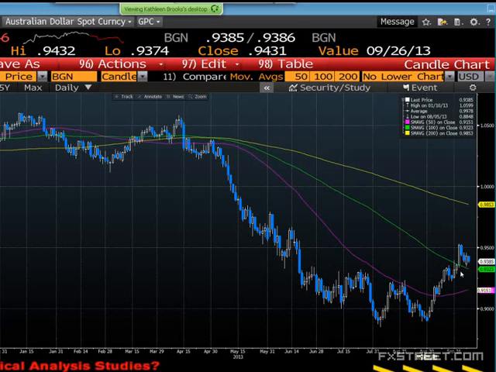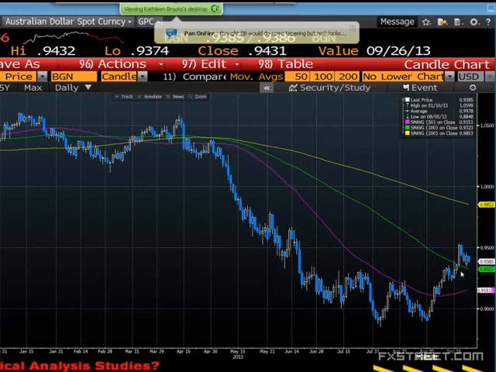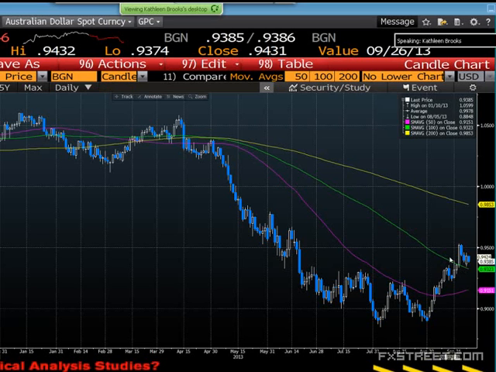So this here is the 93.25 level. The green line on this chart is the 100-day moving average. That looks like fairly solid support there. If we get below there, then the top of the daily cloud comes into play.